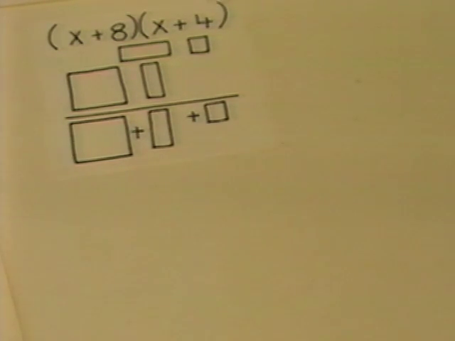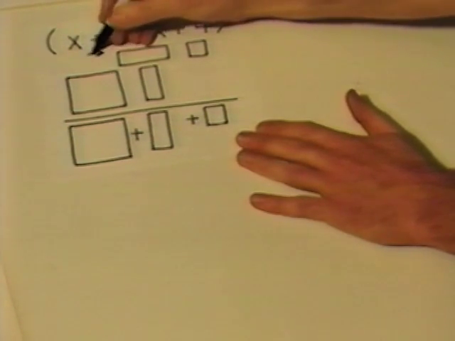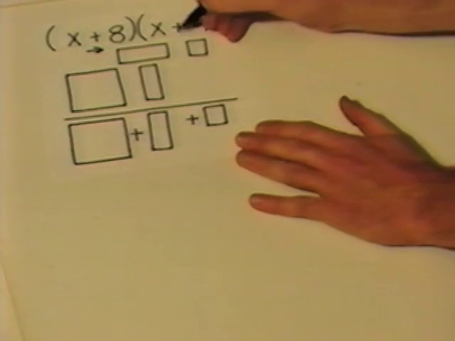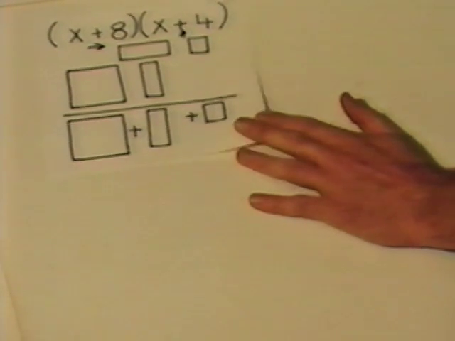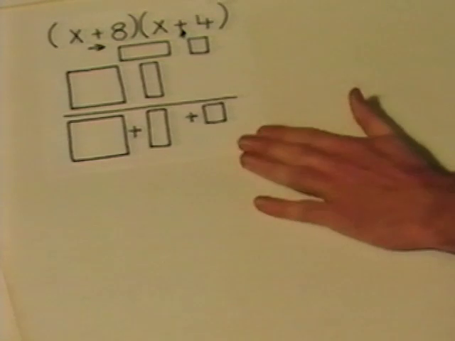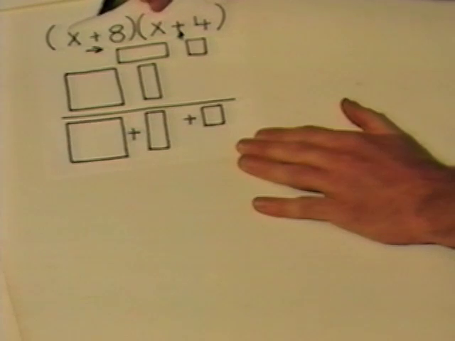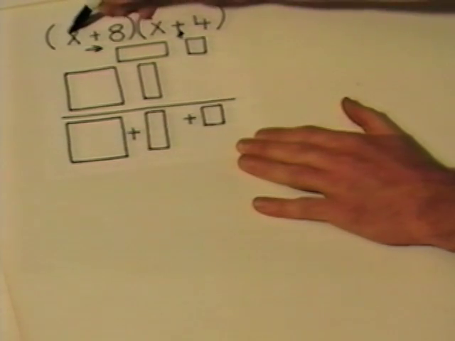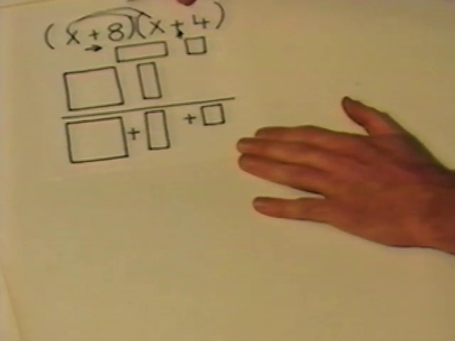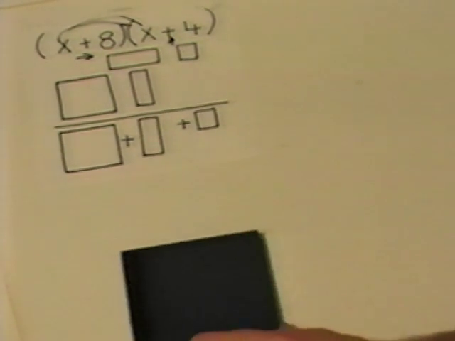Let's do the multiplication problem: x plus 8 by x plus 4, or x plus 8 times x plus 4. What must we do? We must build a rectangle. We must be over x plus 8, up x plus 4. We will identify our first piece over x up x. Over x up x, of course, is x squared.